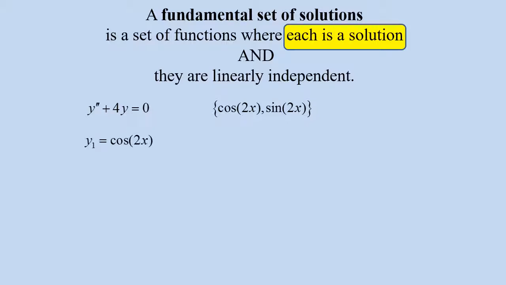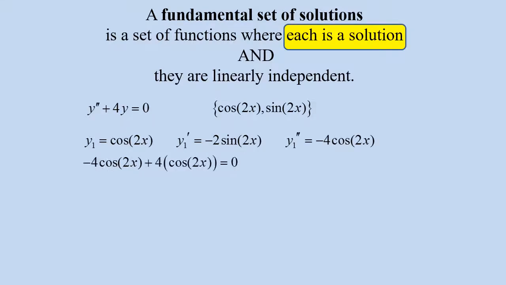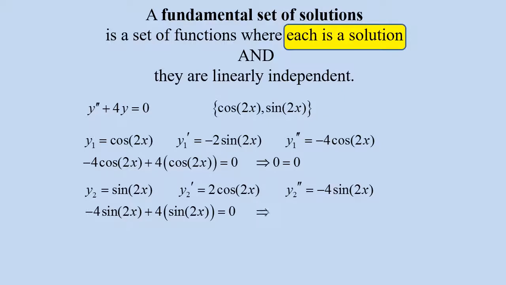So we'll take the cosine of 2x, do its derivative and second derivative, substitute those in, and see is it true. Well, negative 4 cosine 2x plus 4 cosine 2x is indeed 0, so that is okay. We'll take the sine of 2x, do its derivative and second derivative, substitute that in, and see if it works. Now, since they both work, then they are both indeed solutions.